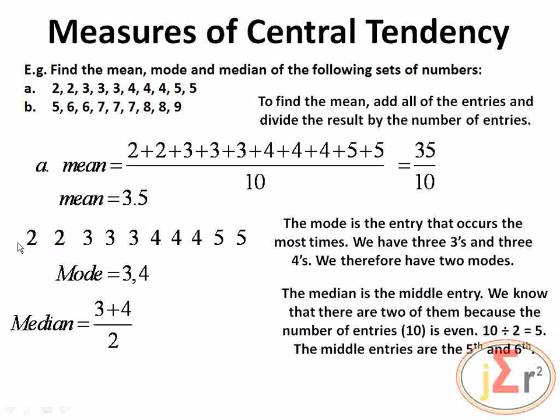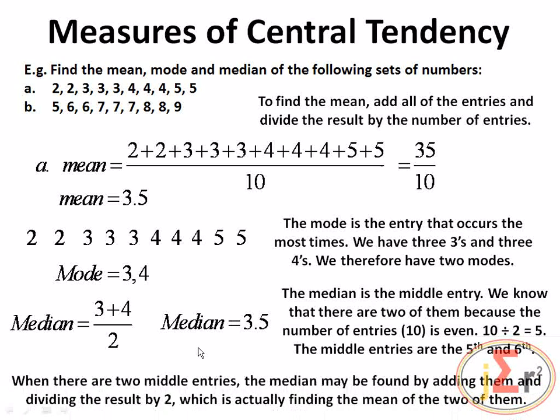So let us see: 1, 2, 3, 4, 5. The 5th entry is 3, and the 6th entry is a 4. So we have 3 plus 4 divided by 2, and that is our median. Median is equal to 3.5. When there are 2 middle entries, the median may be found by adding them and dividing the result by 2, which of course is actually finding the mean of the 2 of them.